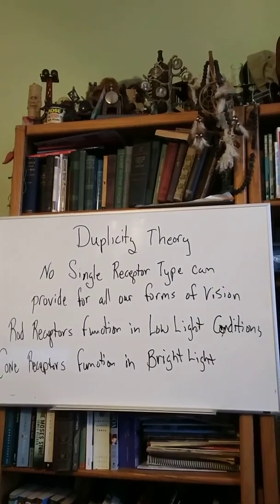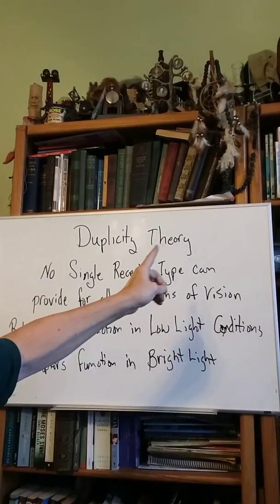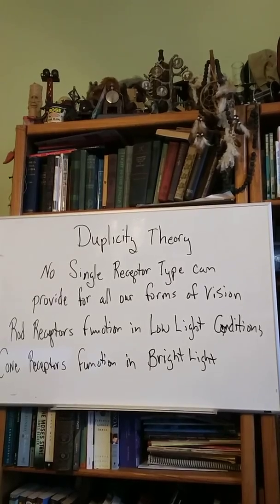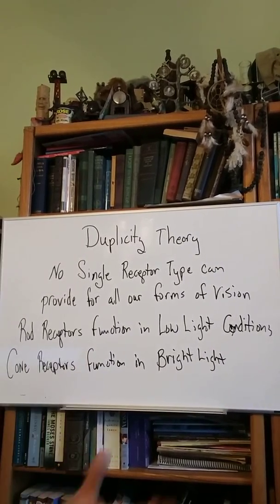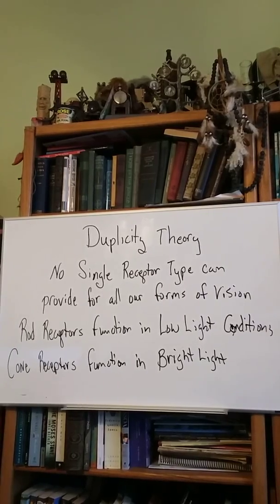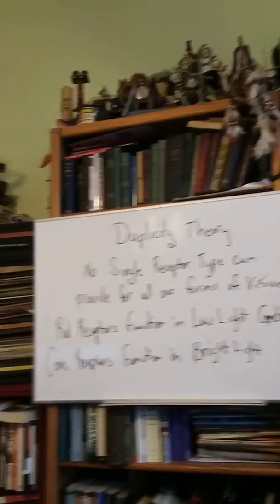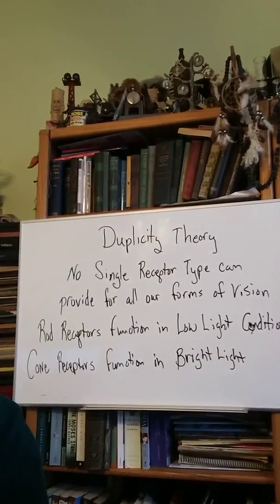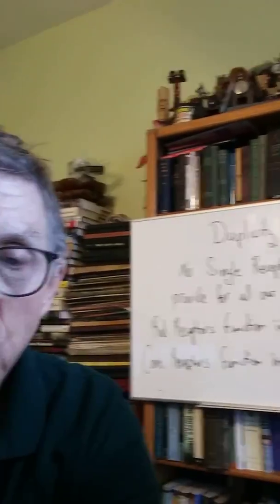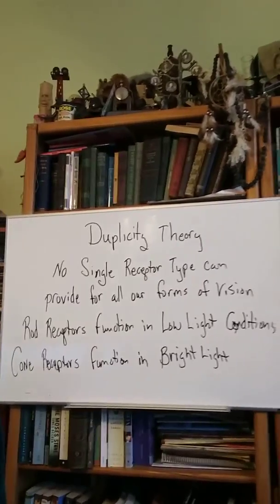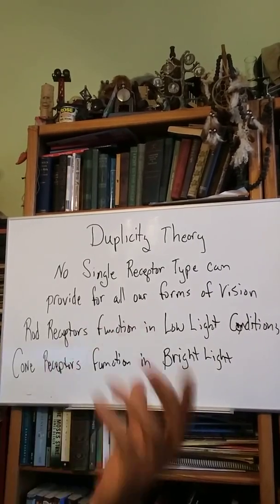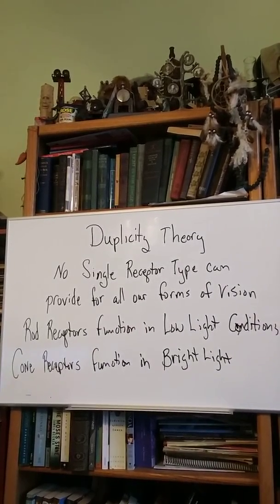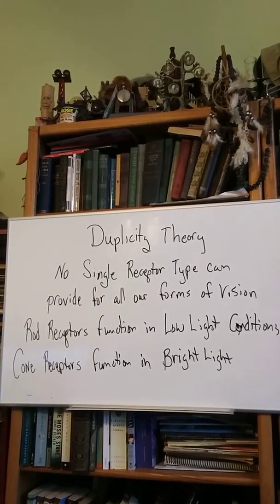All right, our final point dealing with vision has to do with the duplicity theory. The duplicity theory basically says that no single receptor type is able to provide us with all the forms of vision that we have. In low light conditions, we don't have enough light for the cone cells to be functional, so the rod cells are providing us with the vision we have when we're walking around in the dark.